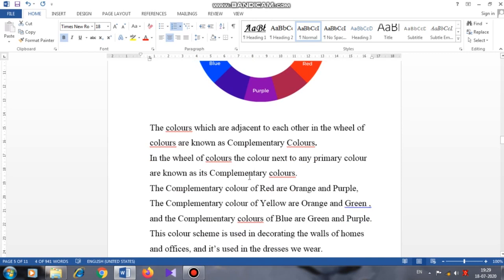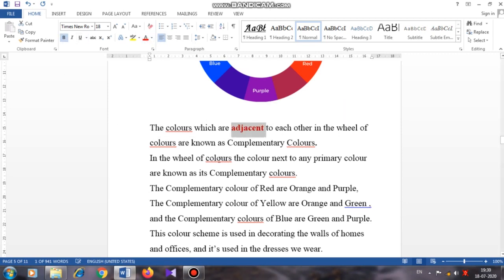Now points, we will have a look at the points. The colors which are adjacent to each other in the wheel of color are known as complementary color. Both the things could be asked in MCQ, either adjacent could be the answer, or complementary colors could be the answer. Adjacent means next to each other. Next thing, in the wheel of color, the color next to any primary color is known as its complementary color. It's the same thing.